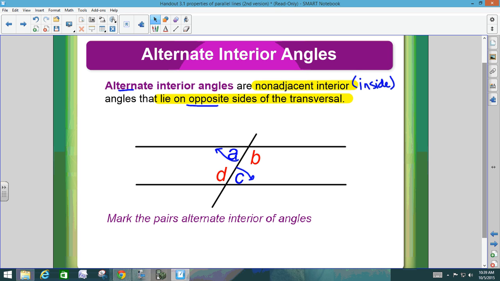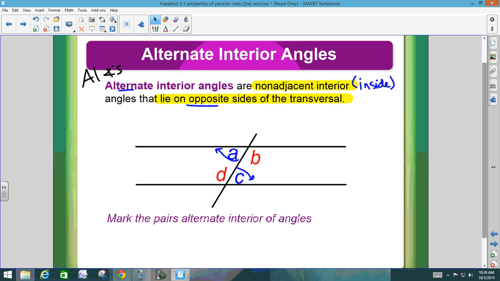Because they're not adjacent. They aren't next to each other. Okay? Abbreviation for alternate interior angles, AI angles. AI angles. Alternate interior.